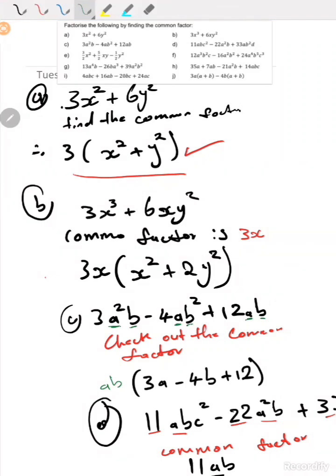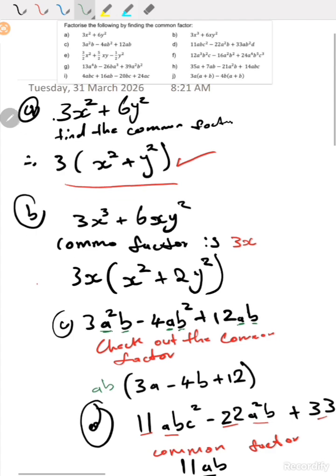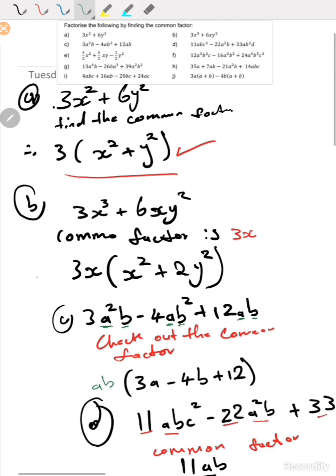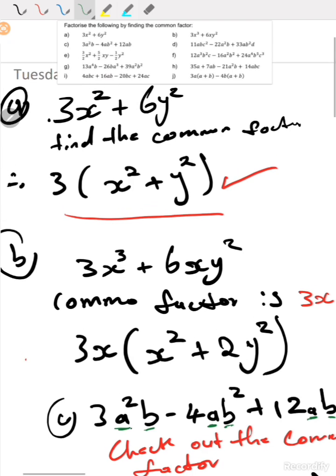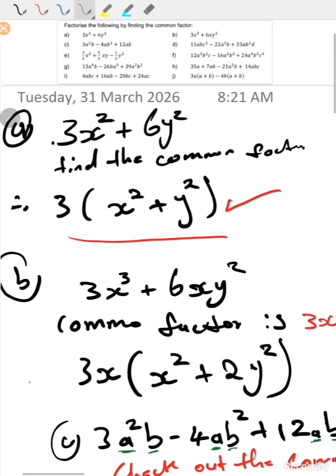So we are going to focus on factorization. In this topic, you have to know that the most essential thing is common factors. On the first question, number 8, it says 3x squared plus 6y squared. Then you must find the common factor.